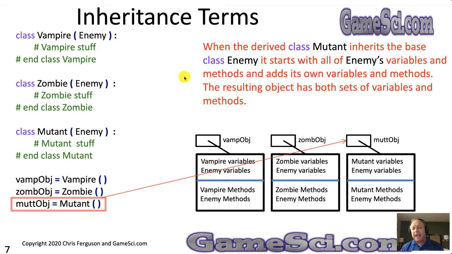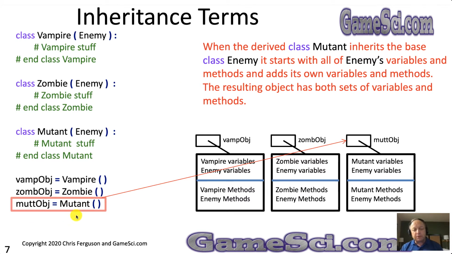When the derived class Mutant inherits the base class Enemy, it starts with all of Enemy's variables and methods and adds its own variables and methods. This is what beginning students tend to forget. When you're doing inheritance, it's important for the new class to add its own variables and methods. You need to think of inheritance as something you add to, not just inherit from. The resulting object has both sets of variables and methods.